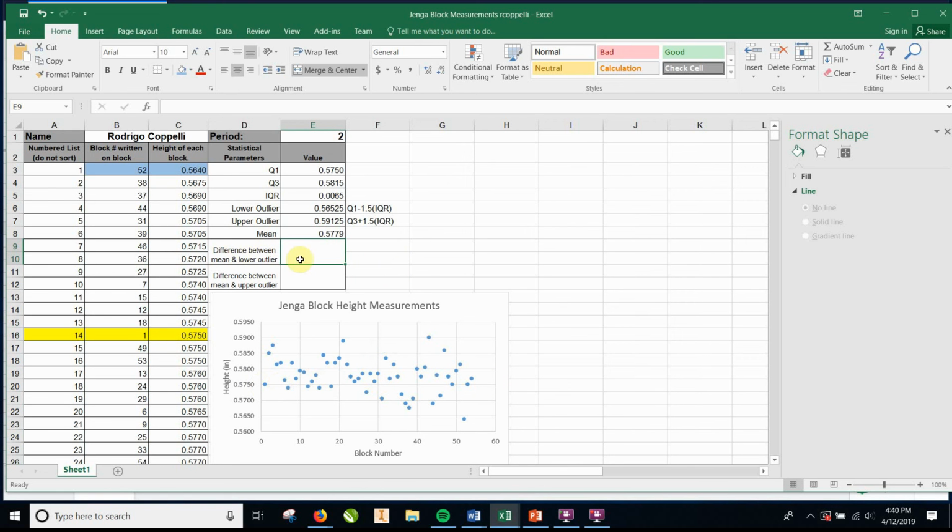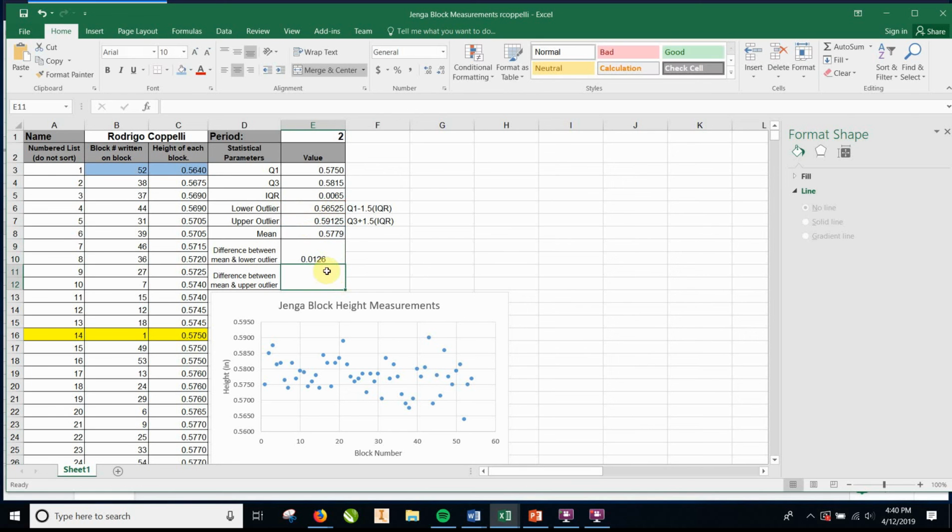All right. Difference between mean and the lower outlier. Well, difference, what operation is that? Is that add, subtract, multiply? Well, that's subtraction. So I'm going to subtract this from that. Okay. So let's go ahead and do that. Equals, boom, minus, boom.